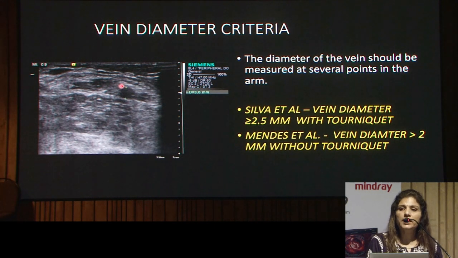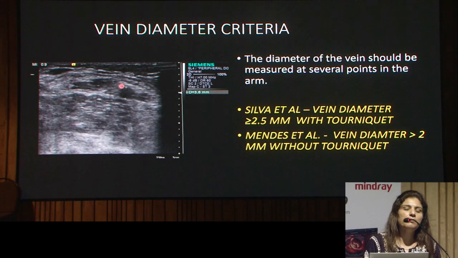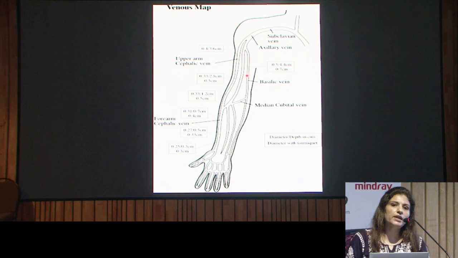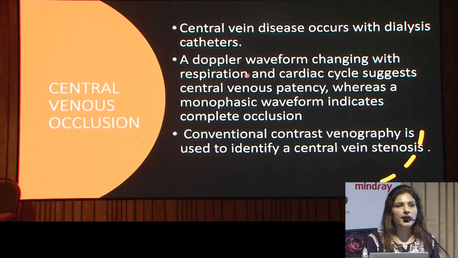There are multiple studies which mention different sizes of the veins, but in general a 2.5 millimeter vein at the wrist should be at least documented, or a 2.5 millimeter vein is desirable when you plan a fistula. Again, this is how you can document the entire venous anatomy, the diameters of the vein and the depth from the skin surface. Importantly, look for any thrombosis, and that the vein walls are regular.